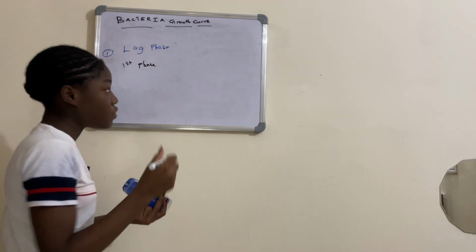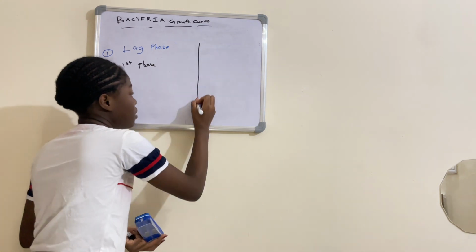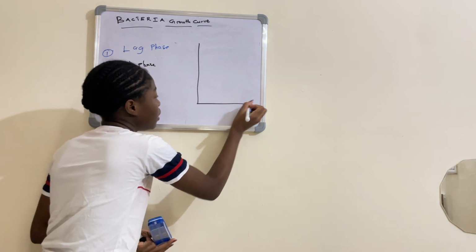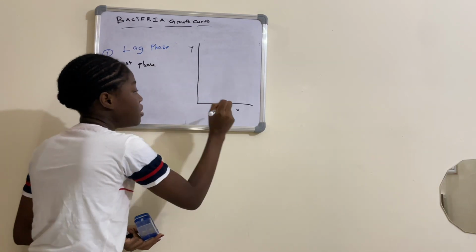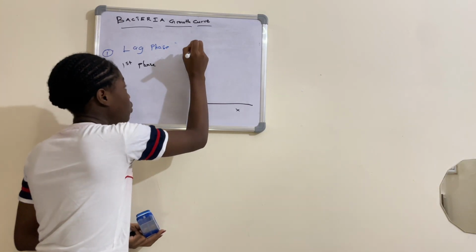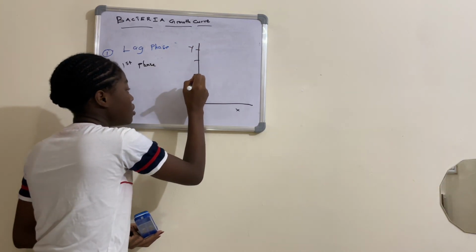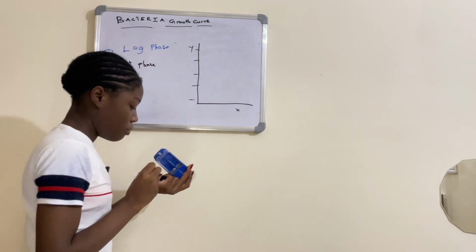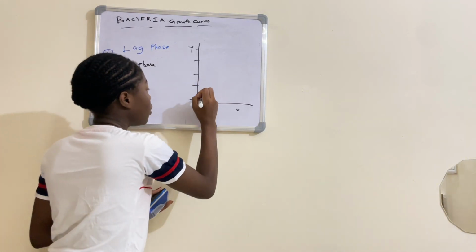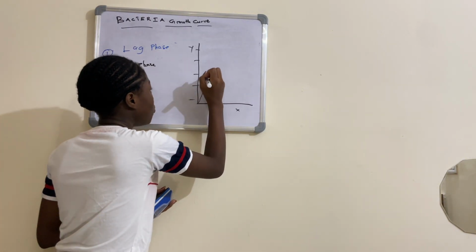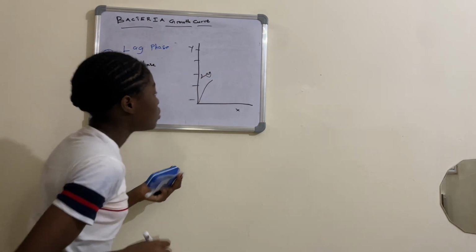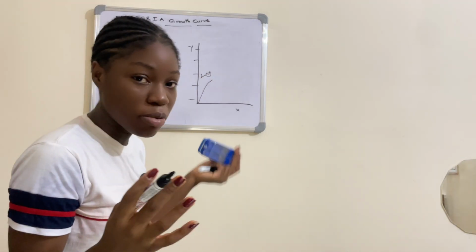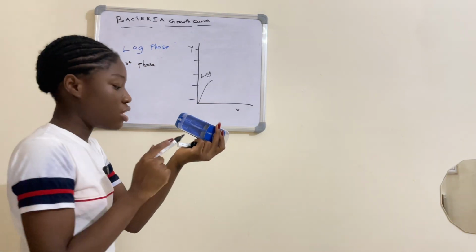The bacterial growth curve looks like this. We have the x-axis representing time, and the y-axis representing the growth of the bacteria, right? So this is how it looks. Here, from the beginning, we have the lag phase. Let me explain little by little before I draw the curve because I want you to understand.